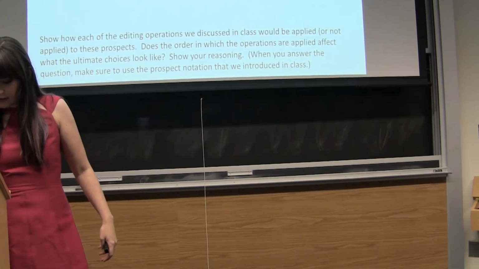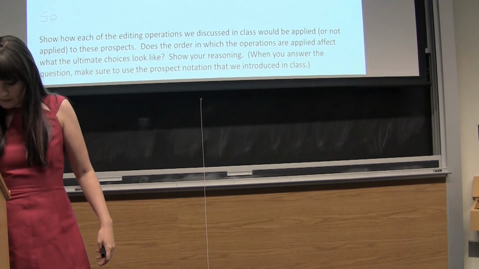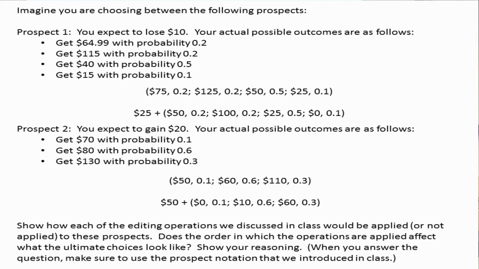We could do the same thing with the second one. With the second one, we're now getting $50 for sure. And we're getting an additional 0 with probability 0.1, an additional 10 with probability 0.6, and an additional 60 with probability 0.3.